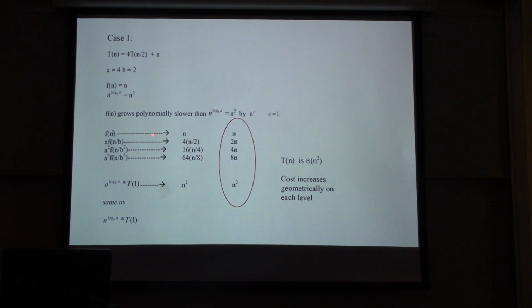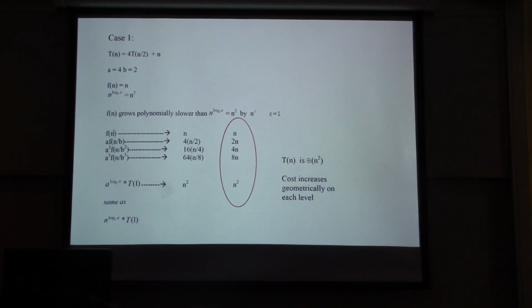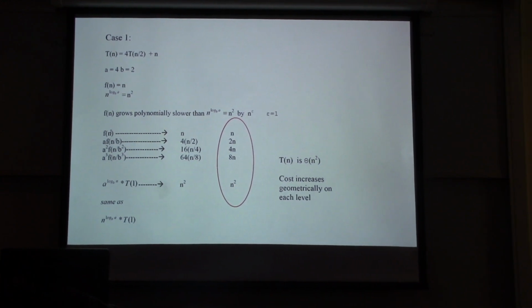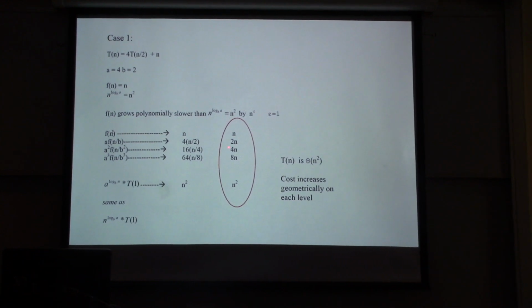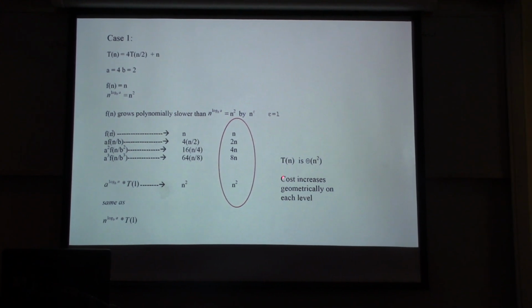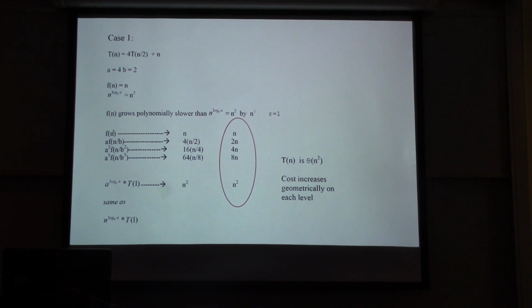Okay? So in this case, f of n is equal to n, and if you expand the tree, you get 4n over 2, which is 2n. We did this before. Then we have 16n over 4, which is 4n. Then we have 64n over 8, which is 8n. And we go up to n squared. Notice that we have essentially 1, 2, 4, 8, 16, all the way up to n. So therefore, the cost is increasing geometrically on each level, which means that the total work is proportional to the work just at the leaf level.